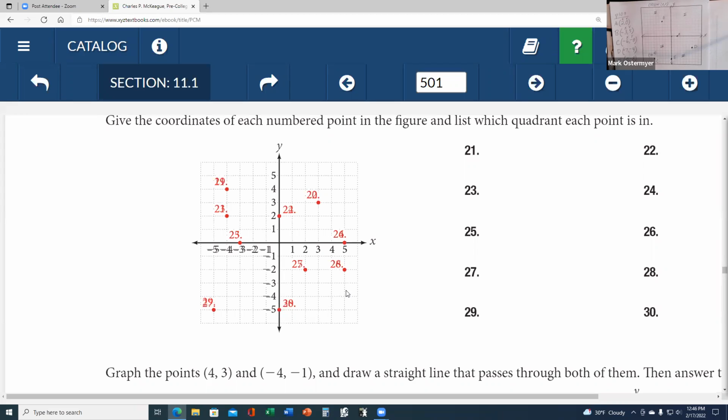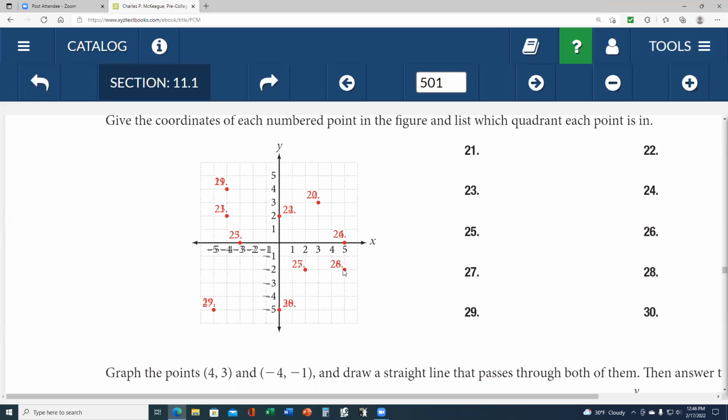How about this point right here? What would be its X coordinate? The X coordinate would be +5, and the Y coordinate would be -2. So the ordered pair address of this point would be (5, -2).